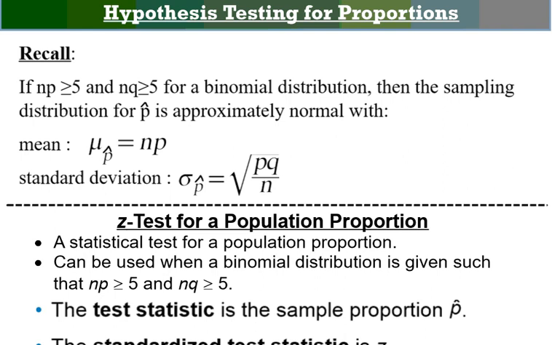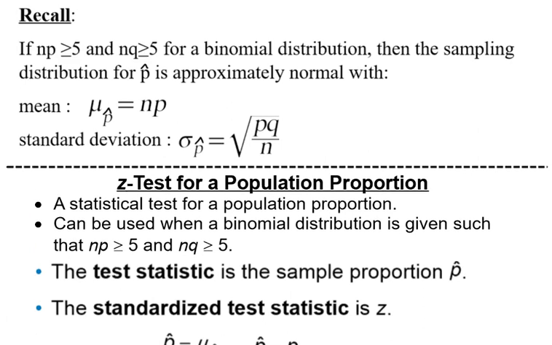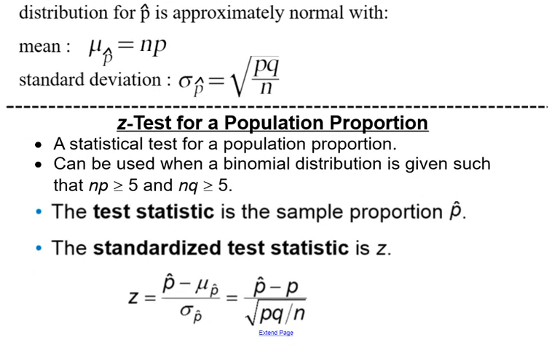Recall, we're going to be using a normal distribution to approximate a binomial, because we're dealing with a binomial situation here where people are going to be saying yes or no, or parts are good or bad. We had the following properties for a normal approximation with a binomial. The mean is n times p, and the standard deviation is going to be the square root of p times q divided by n. That came from the standard deviation for a binomial being the square root of n times p times q, all divided by n. It simplifies to this.